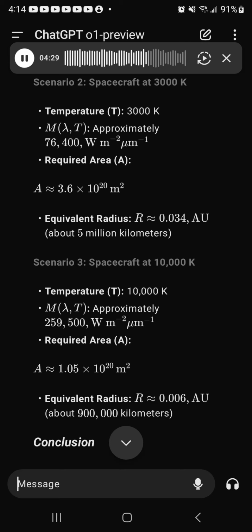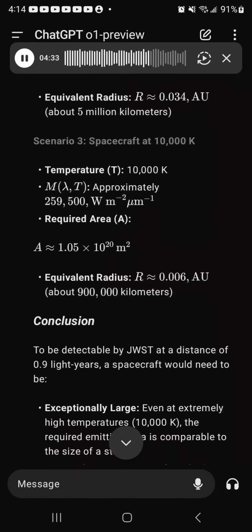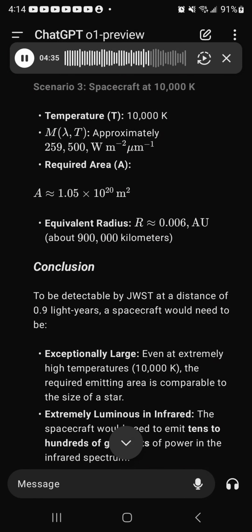Scenario 3, spacecraft at 10,000K, temperature T equals 10,000K, M_lambda(T) approximately 259,500 W m^-2 micrometers^-1. Required area A approximately 1.05 times 10^20 m². Equivalent radius r approximately 0.006 AU, about 900,000 kilometers.